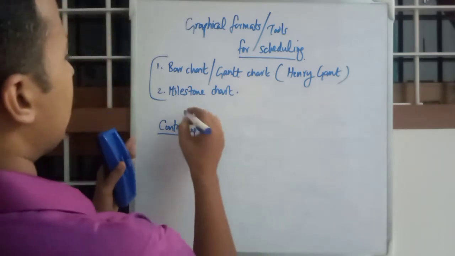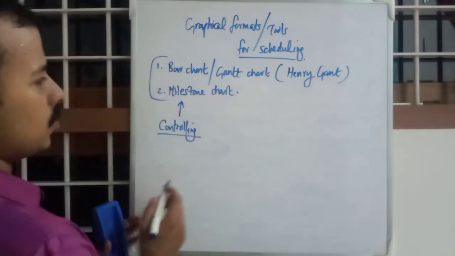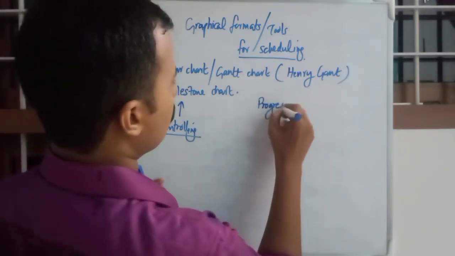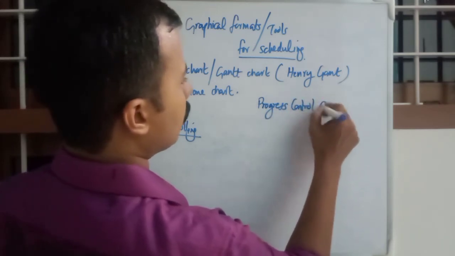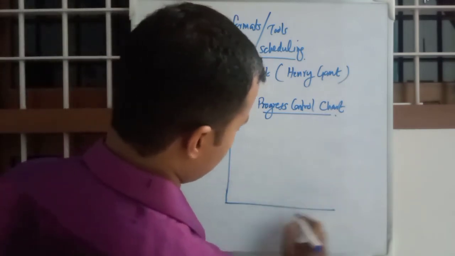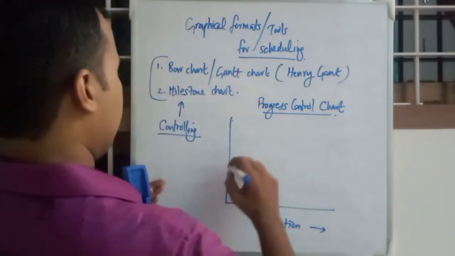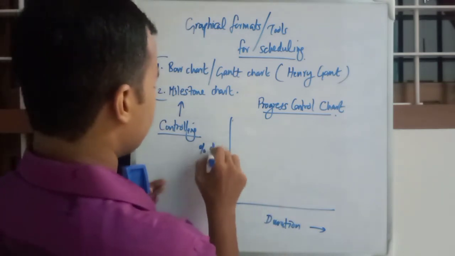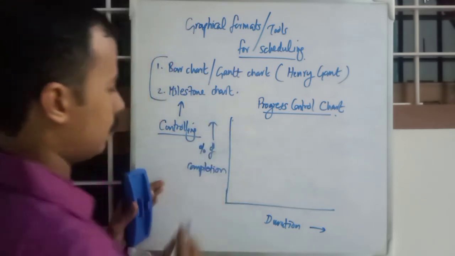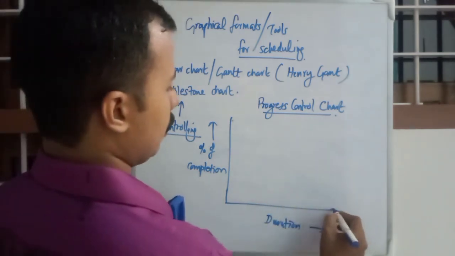But we cannot consider these two tools for controlling. So we will use another chart called progress control chart, in which again it is a graph with duration, and it will be percentage of completion in the y-axis, percentage of completion, and duration on the x-axis.